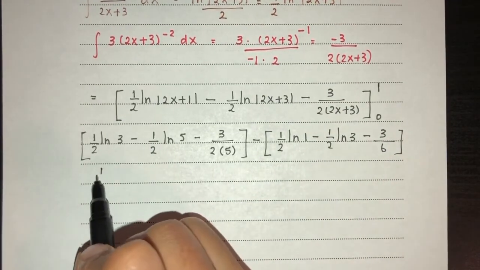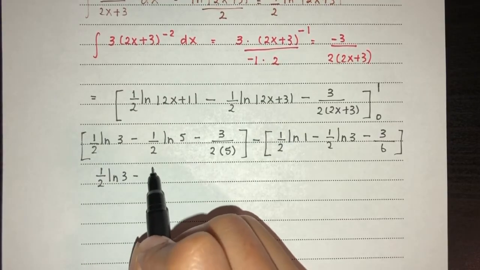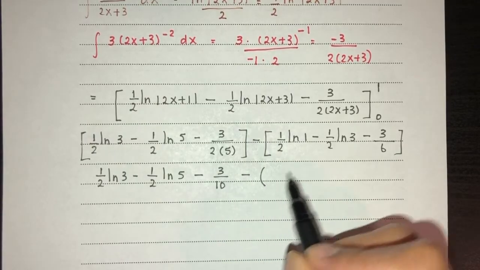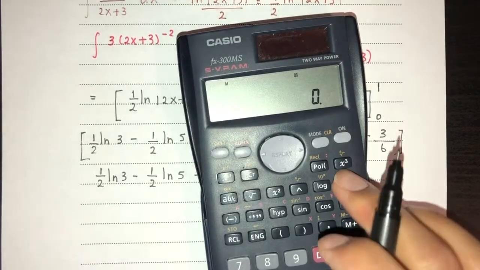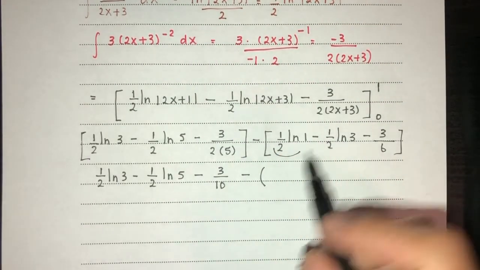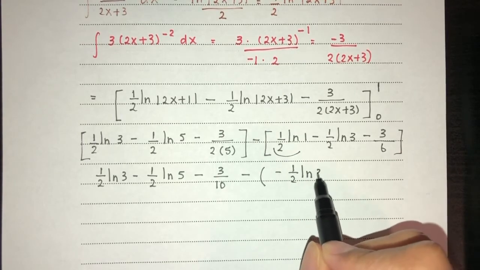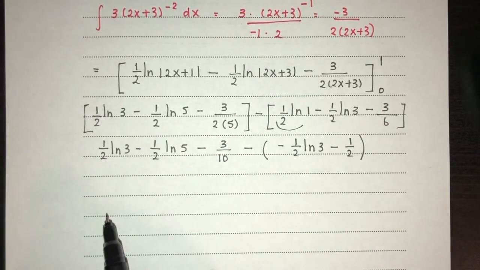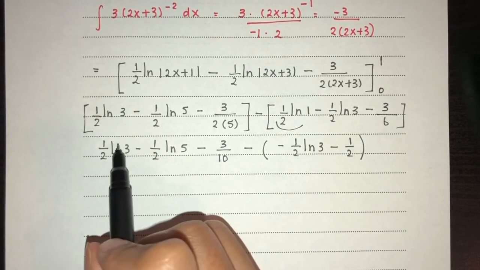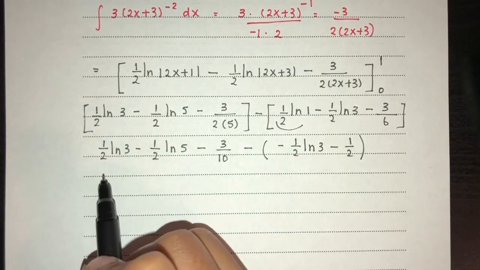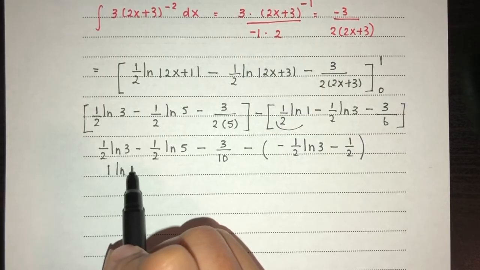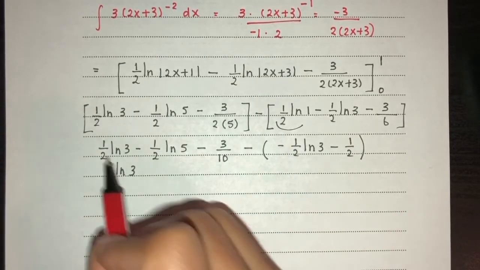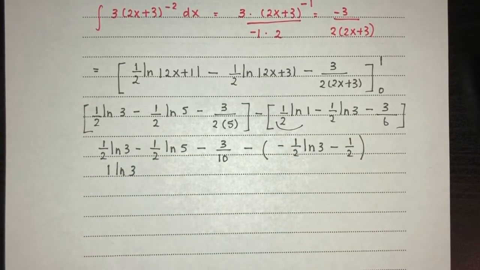So here you will have half of ln 3 minus half of ln 5 minus 3 over 10 minus, this will be 0. If you check, ln of 1 is 0. That will be 0. So here you will have minus half of ln 3 minus 1 over 2. Now let's simplify again. So here we have half of this plus half of this. That should give you 1 of ln 3. If you check, because here we have half of ln 3, minus minus is plus, so plus half becomes 1 of ln 3. Okay, that was the first one.